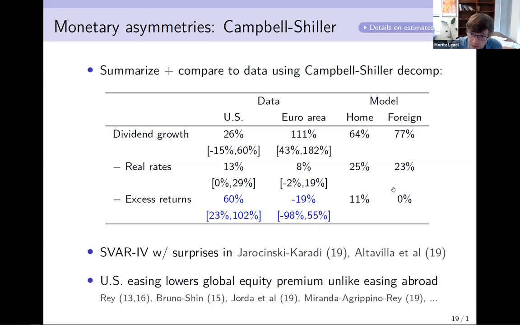And our model can naturally capture these asymmetries. A foreign monetary policy shock in our model has absolutely no effect on risk premia, while the home monetary policy shock is redistributing far more to the risk tolerant and thereby moving risk premia up, capturing the asymmetries as we see them in the data.